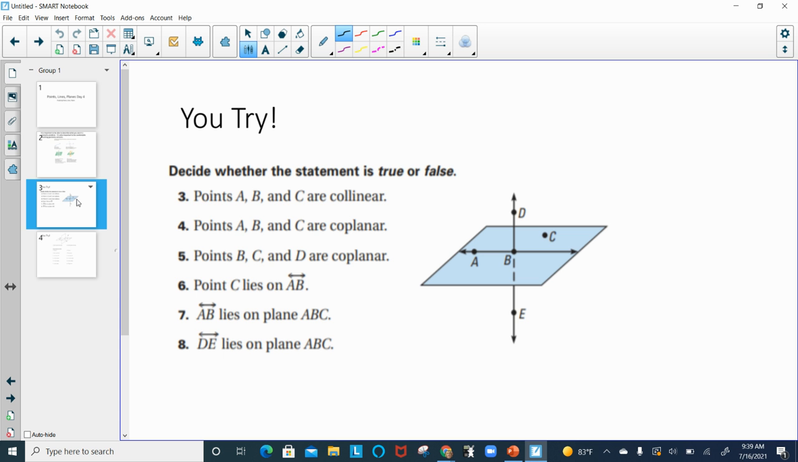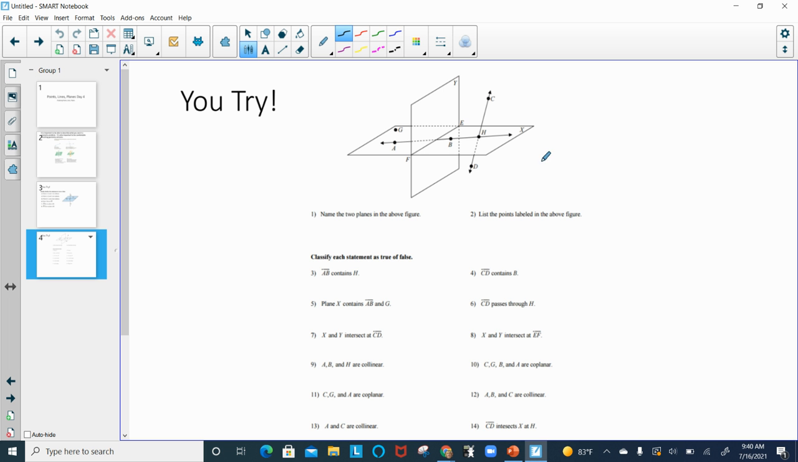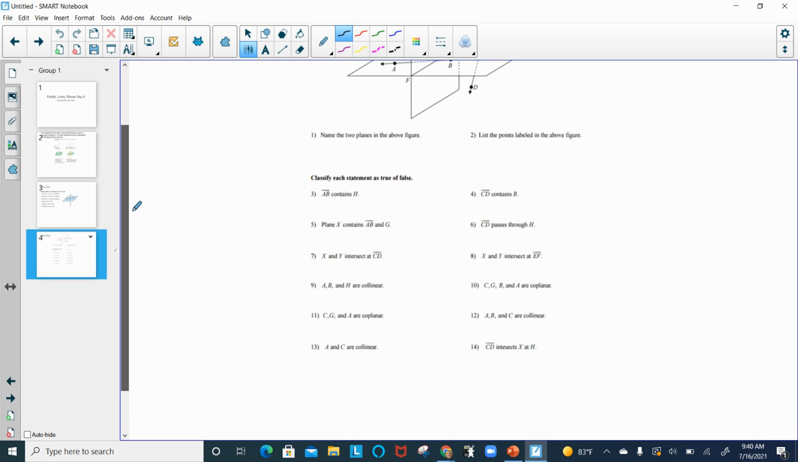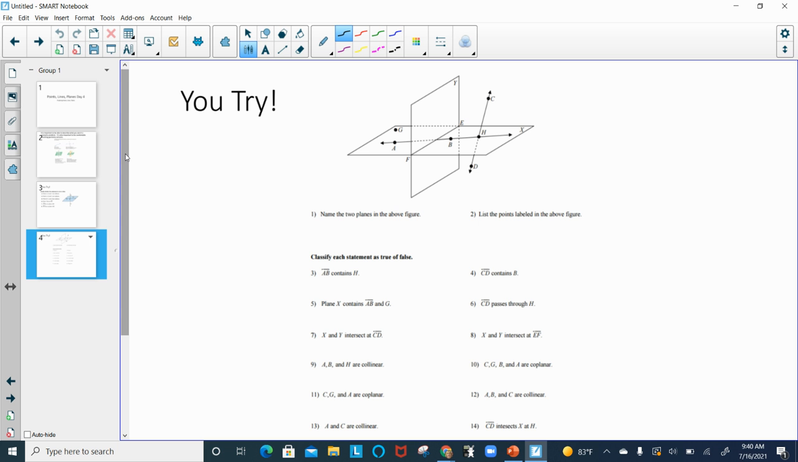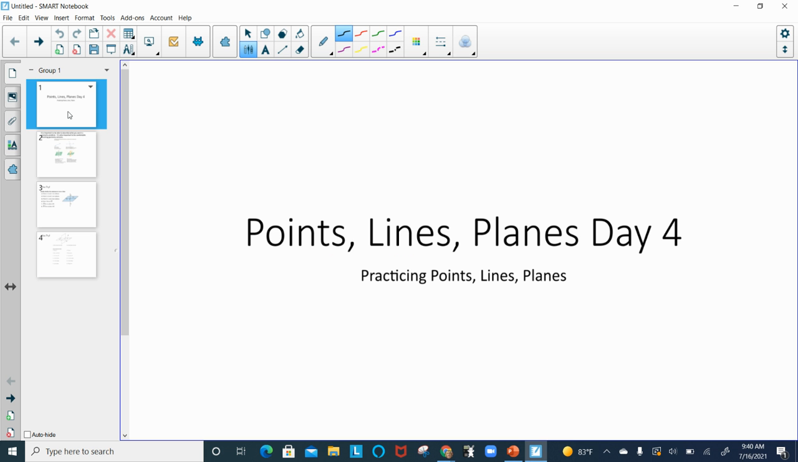And then I want you to pause the video a second time and go to the next set of activities. Now here, I'm going to scroll down just so you can see that. It's 1 and 2, and then 3 through 14. So still true and false. Not a lot of work, not a lot of notation, but a more complicated picture. Okay, so let's start out.